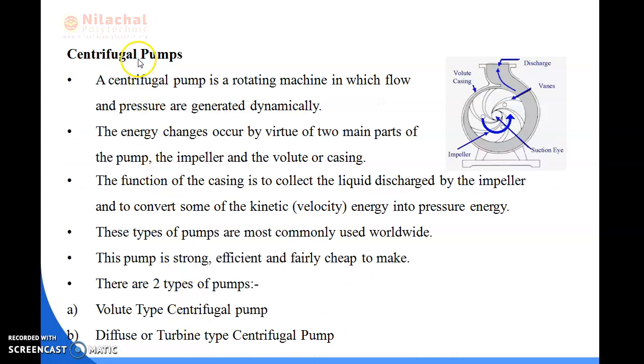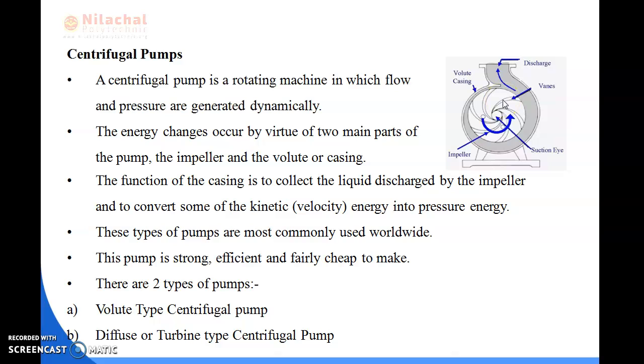This is one type of centrifugal pump. You can see the images of the centrifugal pump. It is a type of rotating machine in which the flow and pressure are generated dynamically, and the energy changes occur by virtue of two main parts of the pump: first the impeller, and the volute or the casing. This is the impeller, and this is the volute or casing. This is the suction eye, this is the valve, and this is where the water will be discharged. This is the discharge.